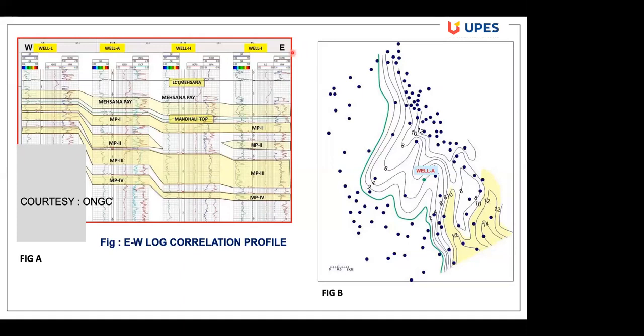This is a west-east log correlation profile, and based on different well log data we map the pay zones, pay thickness and lithofacies. In figure B, these dots indicate well locations. Based on the thickness of pay zones, we prepare the contours, and you can see the lithofacies contours where the pay thickness ranges from 2 to 12. Towards the east side the thickness increases very high, and you can see the variation.